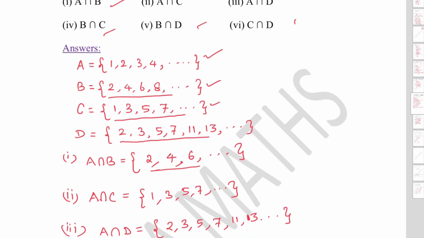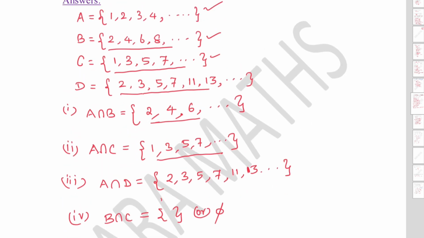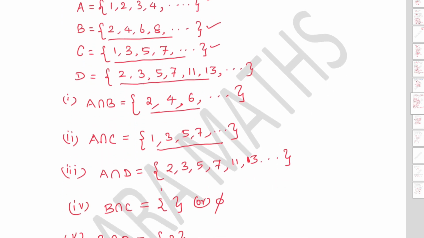And A intersection C is the set of all odd natural numbers. You can observe that from these two sets, 1, 3, 5, 7 are the common elements. Therefore that is the odd natural numbers. And A intersection D is 2, 3, then after that only the elements in D, that is 5, 7, 11, 13. So 2, 3, 5, 7, 11, 13, etc.